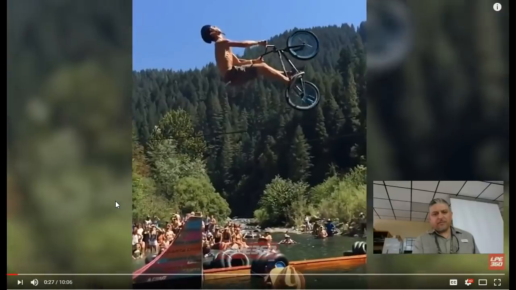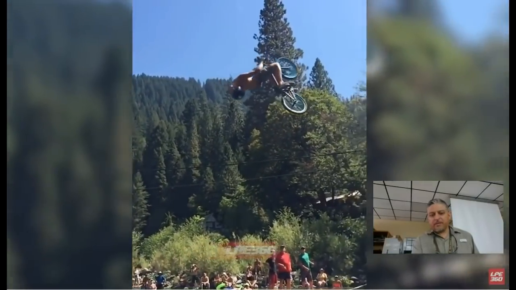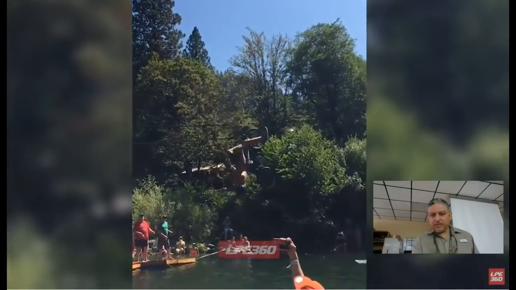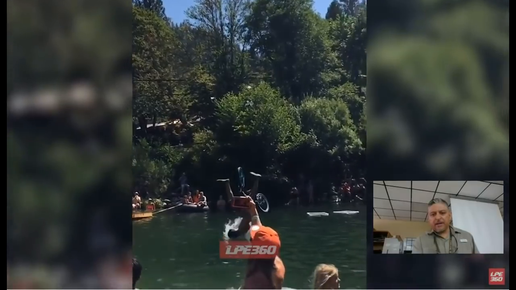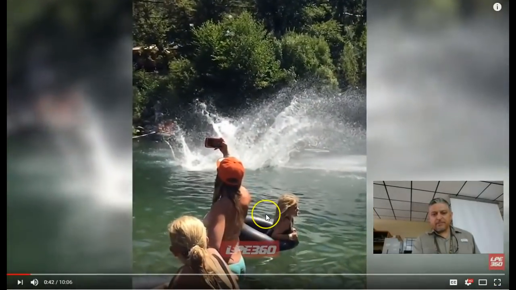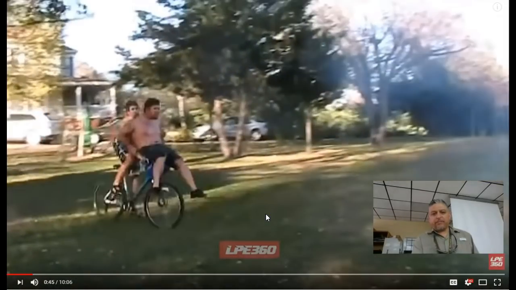The guy's getting a lot of elevation because he has a lot of momentum, right? He has a lot of energy to go into that ramp and be able to turn his body like that. Unfortunately, the landing is not that great. All right, you don't even want to see this one, so we're gonna stop it right there.